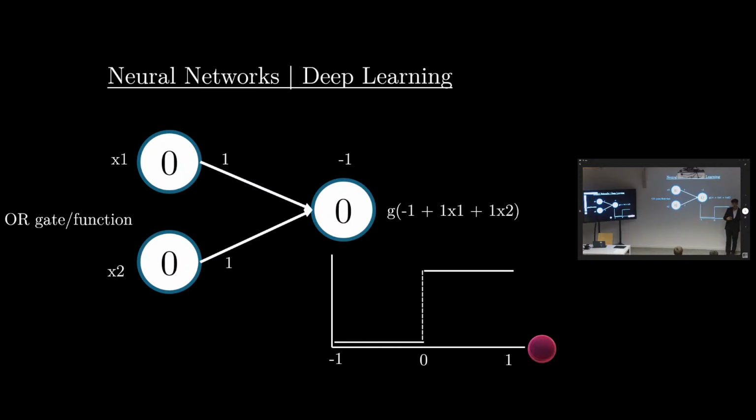When I input 1 and 0 to the OR function, it should output 1. So let's try. When I input 1, I get minus 1 plus 1 plus 0, which gives minus 1 plus 1 equal to 0, and 0 is right at the threshold, which outputs 1.